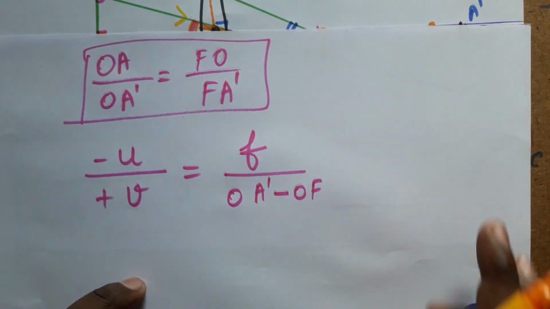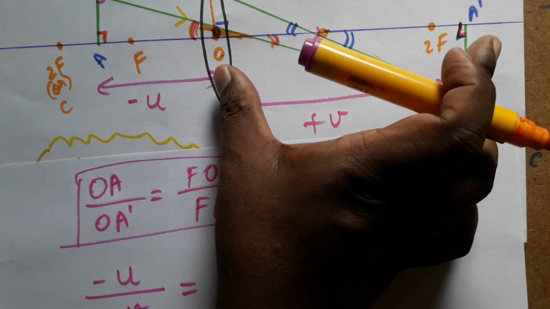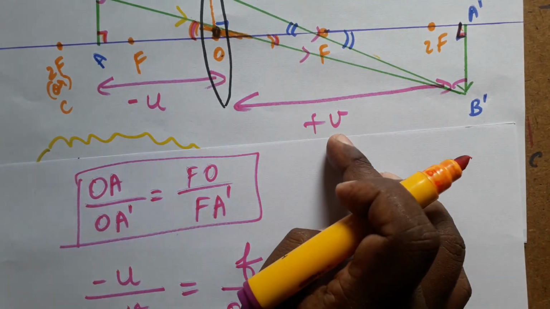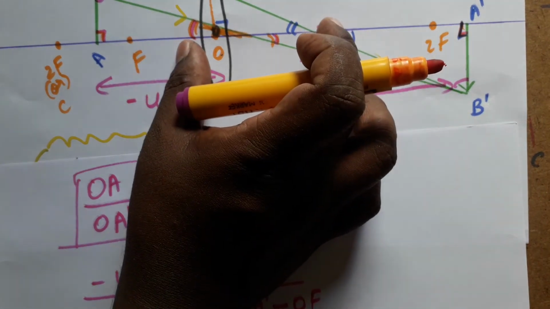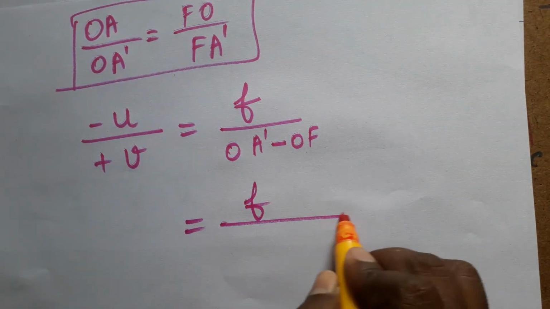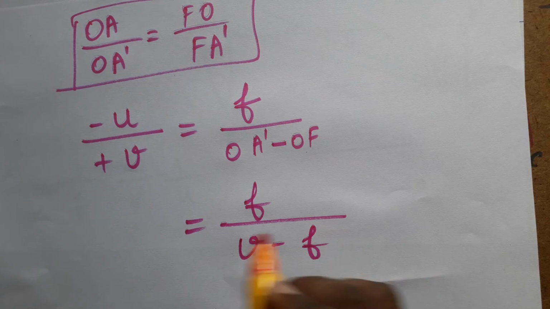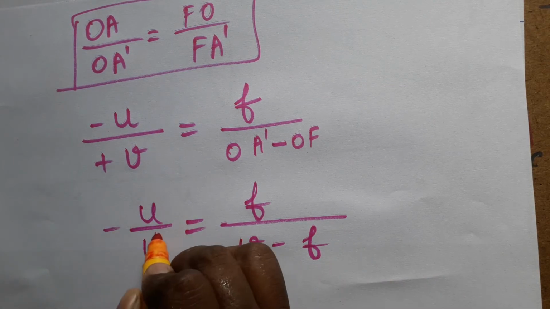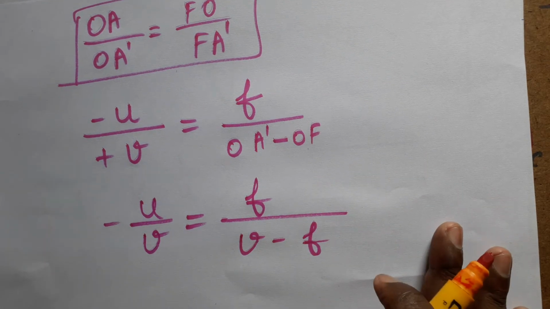Now OA dash is V, a positive V. OF is the focal length F. So you can take it as F divided by V minus F, equal to minus U divided by V. This is the equation I got.